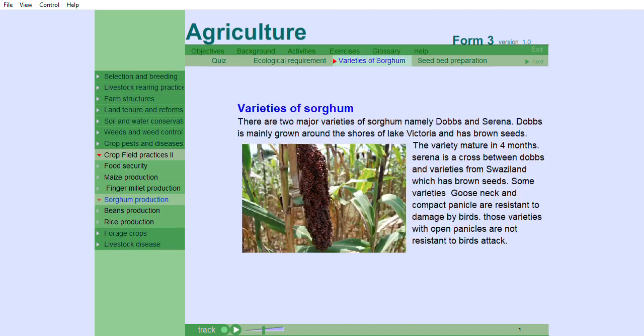Varieties of sorghum. There are two major varieties of sorghum, namely Dobbs and Serena. Dobbs is mainly grown around the shores of Lake Victoria and has brown seeds. The variety matures in 4 months. Serena is a cross between Dobbs and varieties from Swaziland and has brown seeds.